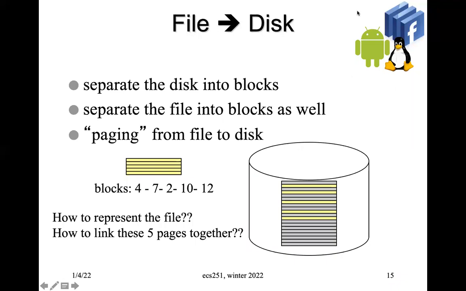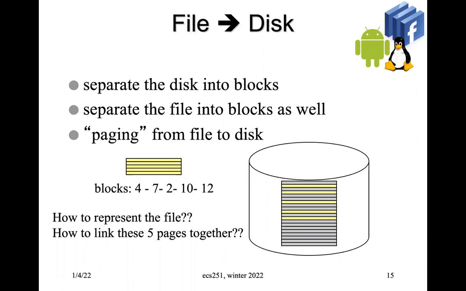Okay. So now I'm going to go back to the file system. And the question I want to ask you is, how do I actually store a file on a hard disk? Okay, that's very fundamental, right? Assuming that here's your hard disk. Essentially your hard disk gets separated into blocks. Each block could be 1K byte or 4K byte, even a larger block. So essentially your physical hard disk has a set of blocks.